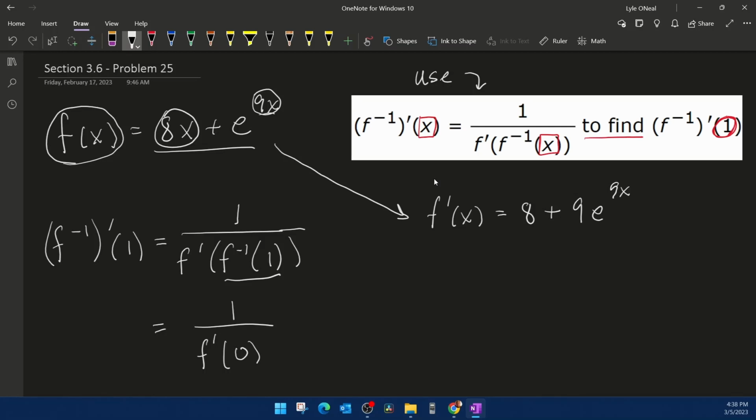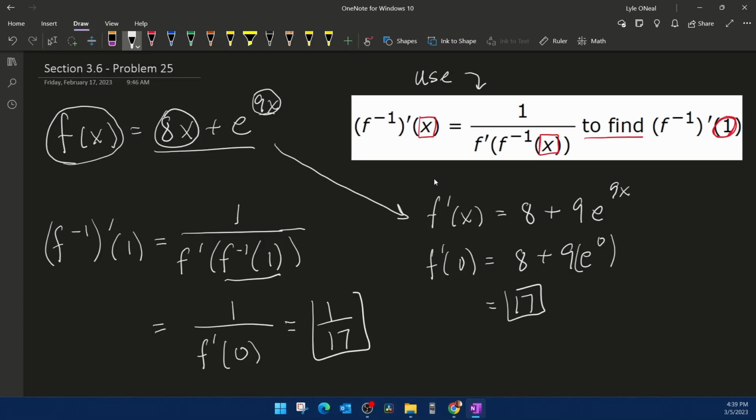So there's our derivative. We need to evaluate that at 0, which would be 8 plus 9 e to the 0 times 9, which is 0, is going to give me 9 times 1, which is 9. 8 plus 9 is 17. And so our final answer would be 1/17.